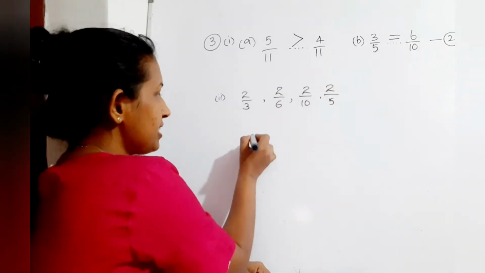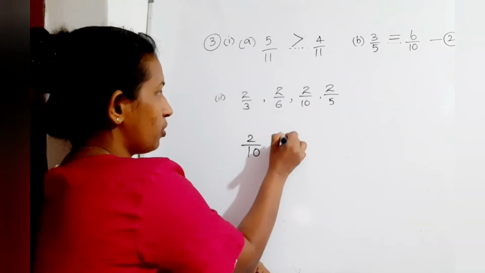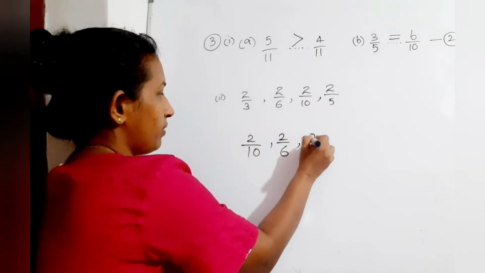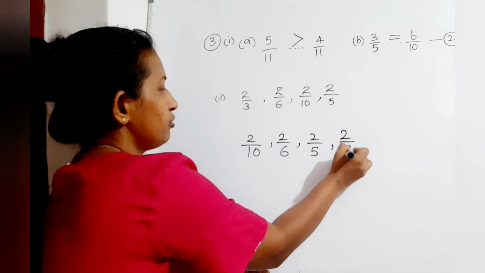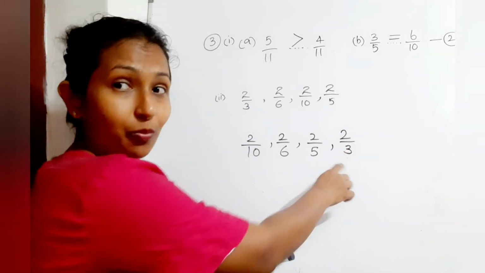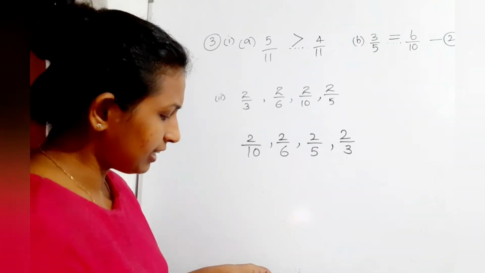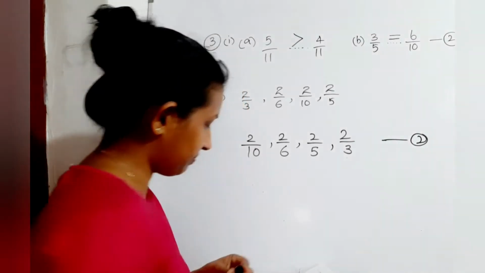Smallest fraction is 2 over 10. So then this one 2 over 6. And this one 2 over 5. And this one 2 over 3. This is the largest fraction because here the smallest denominator is there. So it is the largest fraction. Then you will be given 2 marks for the answer.